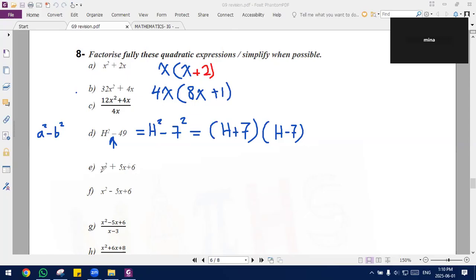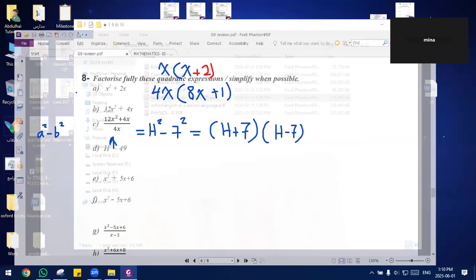Now next one, x squared plus 5x plus 6. How do we factorize this? You do the same, but here this is x squared, this is x, and this doesn't have x. This is a quadratic equation. How do I factorize it? It's confusing, you forget the idea, but no, it's easy. The idea is first you need this.